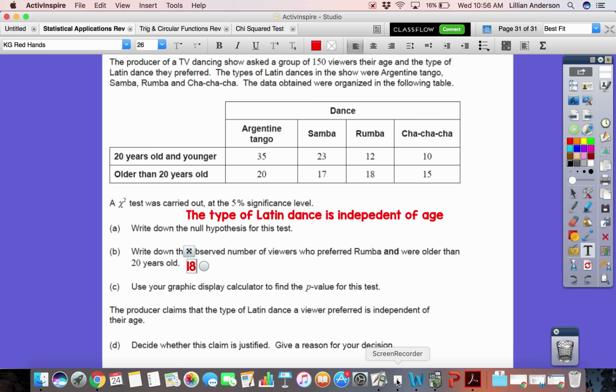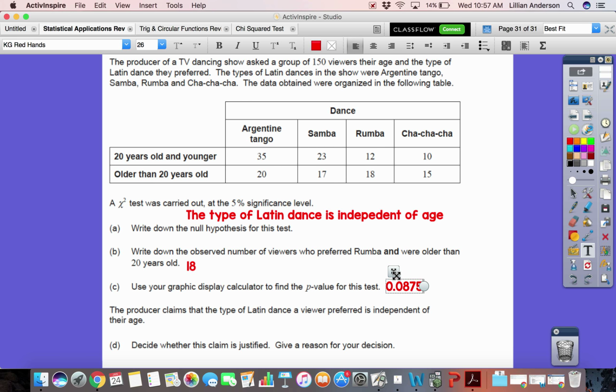So I'm just going to type this into my calculator. Okay, observed is still A, expected is still B. I'm going to go to calculate, and your p-value should be the same as mine. Rounded to 3 significant figures is going to be 0.0876. Now that is 3 significant figures.